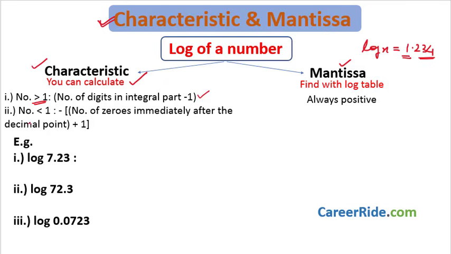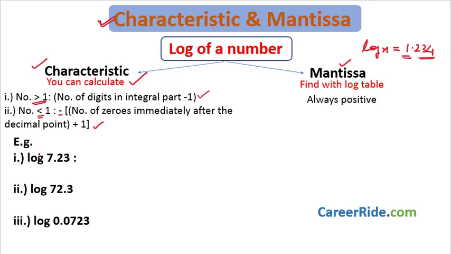The second thing you have to see is, if the number is less than 1, in that case the characteristic is equal to, notice the minus sign here, minus of the number of zeros immediately after the decimal point plus 1. These are the two important things that you need to know to calculate the characteristic. Now let us see how it actually applies in real questions.